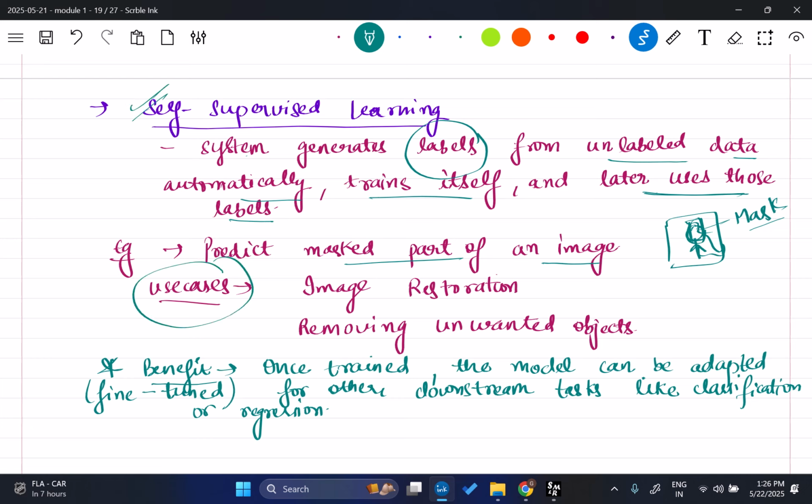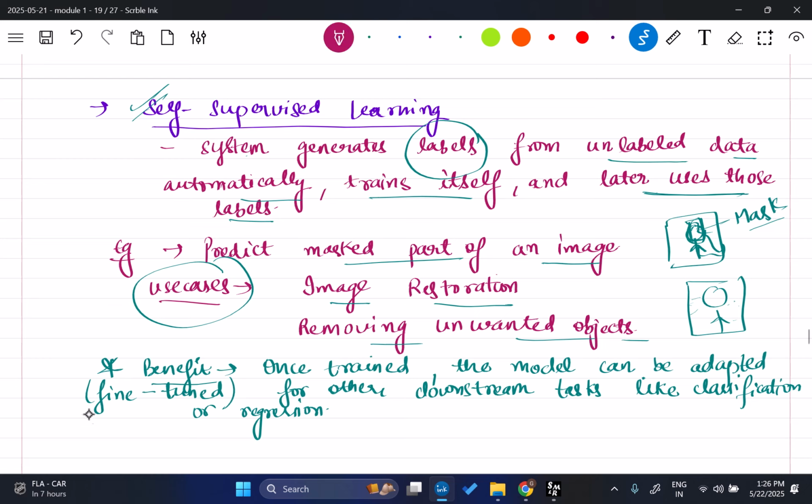So the use cases, as I mentioned, you can restore the image part, which is restoration. You can delete some unwanted images. Let's suppose I want to keep the person's image, but I want to remove the background. So removing unwanted objects is also possible with the concept of self-supervised learning.